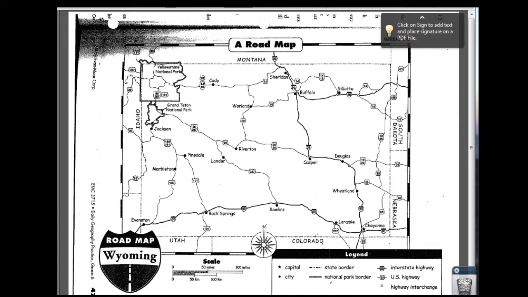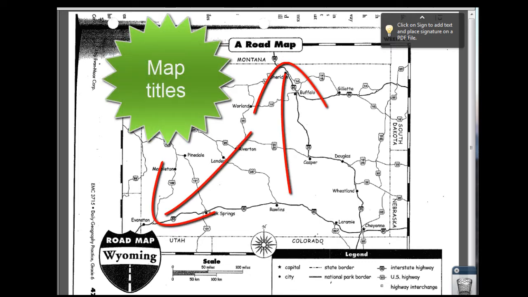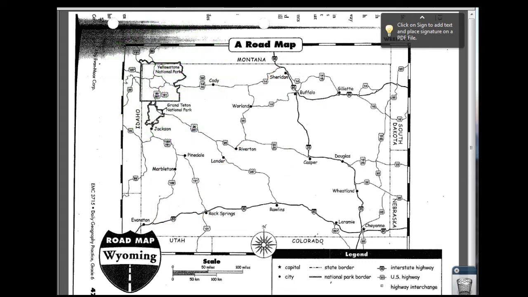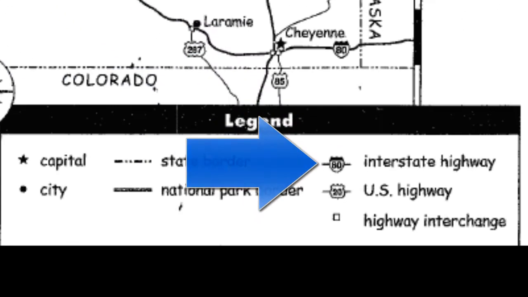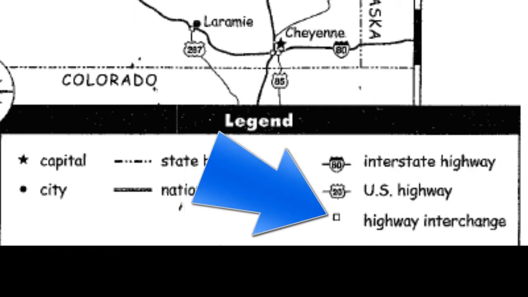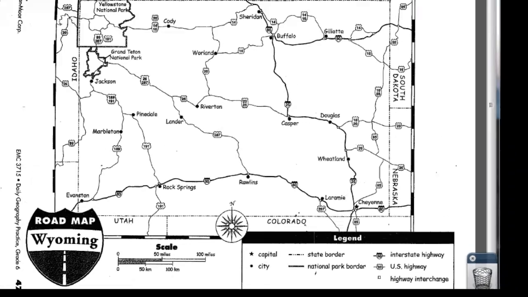It is a road map, so that means that there are roads on this map, and we're going to point out a few different types here. One of the types of roads that we have are interstate highways, and our interstate highways are the main roads, and they have a particular symbol that we'll show you down here in the legend. A second type of road that we have are U.S. highways, and they also have a particular symbol. And sometimes these roads come together, and we'll mark that with a square and show a highway interchange, which is where they connect and you can change roads. So that's the main part of what we have here on this map.